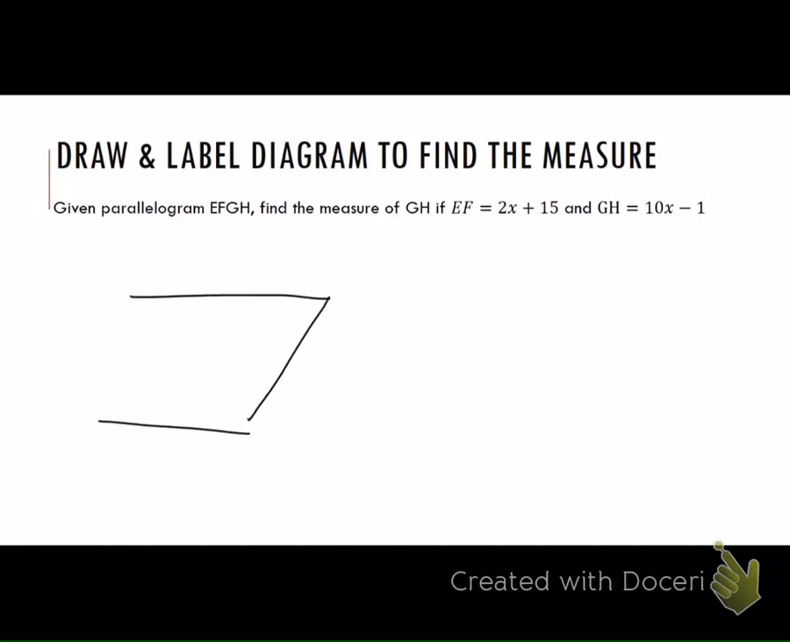EFGH is a parallelogram. Remember, when you label it, you need to go in a circle. So E to F, F to G, G to H. We're going to find the measure of GH if EF is 2x plus 15 and GH is 10x minus 1.